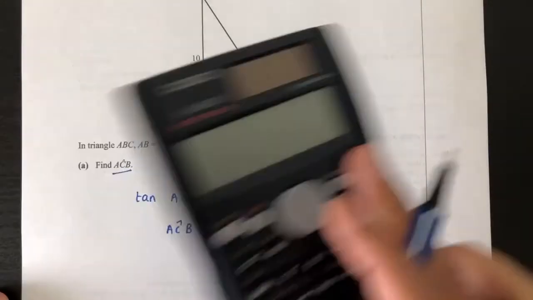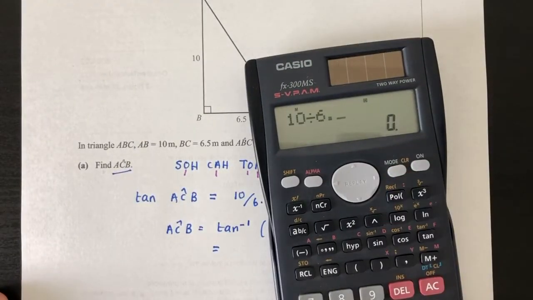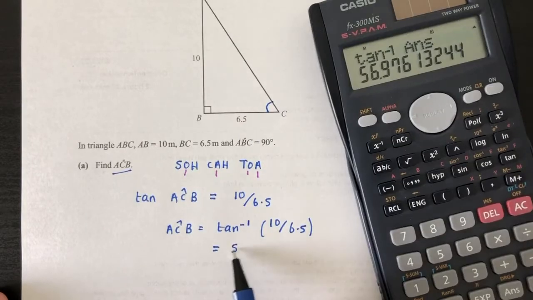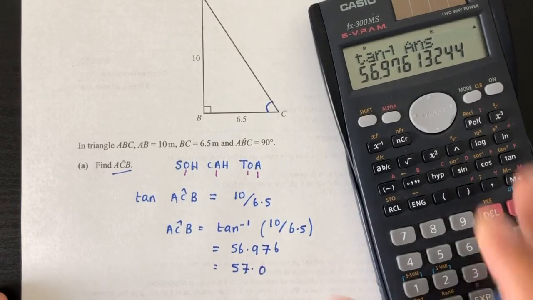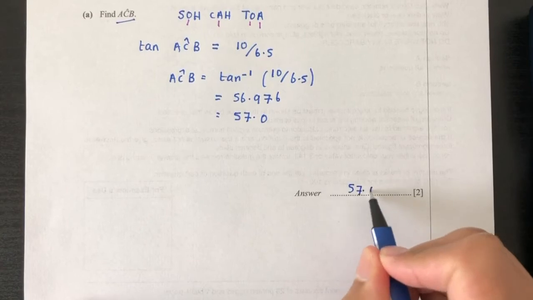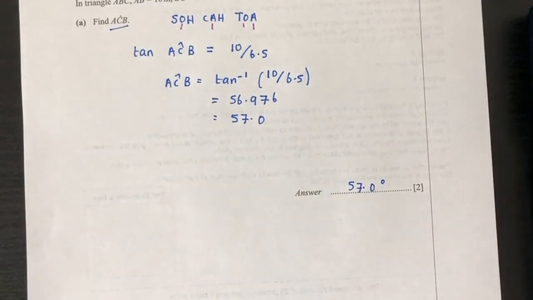So let's find out what is the value. 10 divided by 6.5, tan inverse of that will become 56.976, which is 57.0. So answer 1 will be 57.0 degrees. Now let's move on to part B.